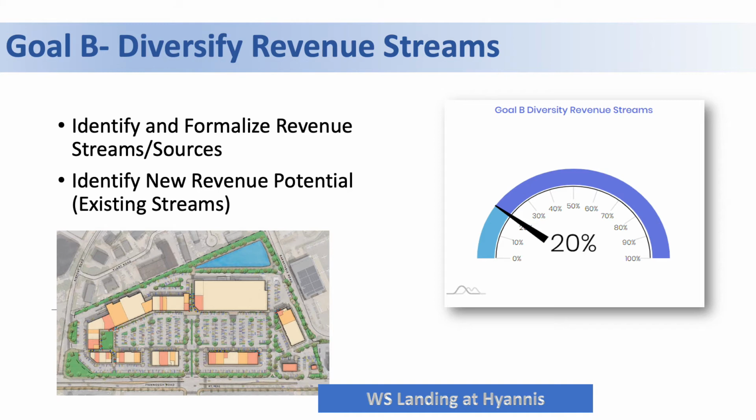One such example is the solar array that was installed at the airport. Over 20 acres generates revenue that's not tied to the aviation industry. Additionally, 26 acres that was just leased out to WS Landing at Hyannis is another revenue source that is not tied to the aviation sector. These are examples of how the airport is diversifying its revenue streams.